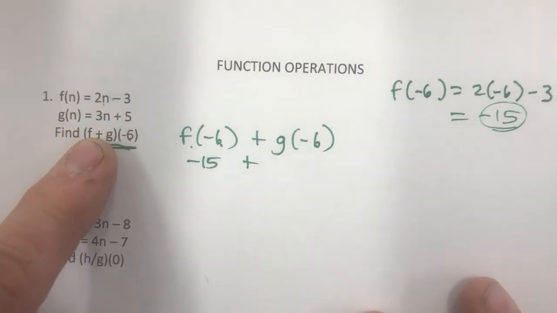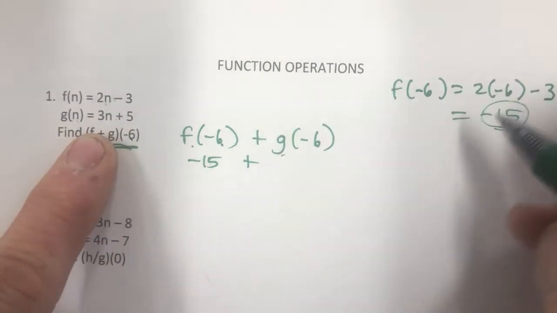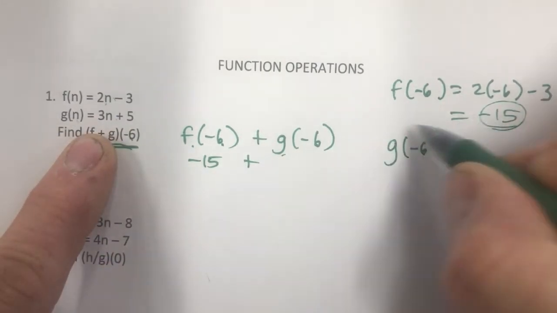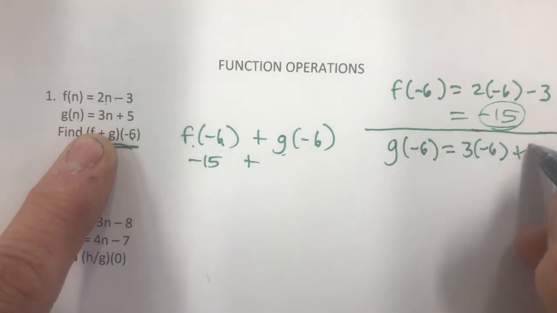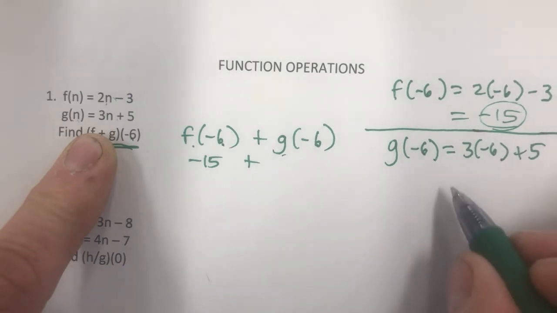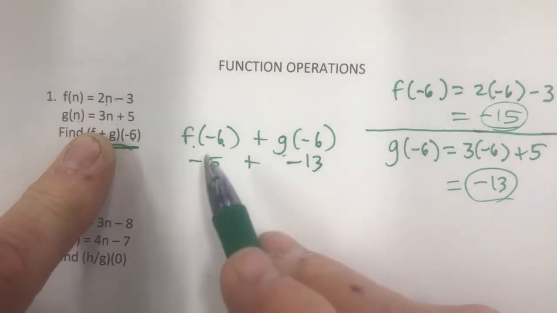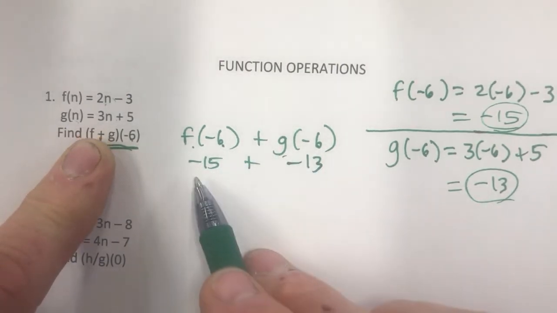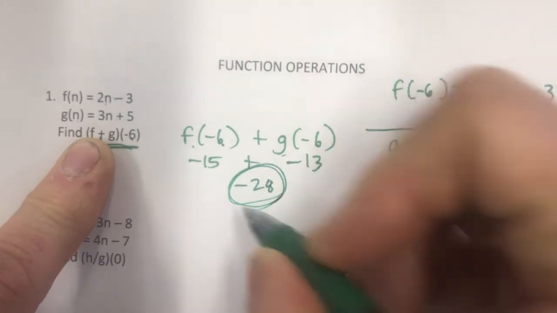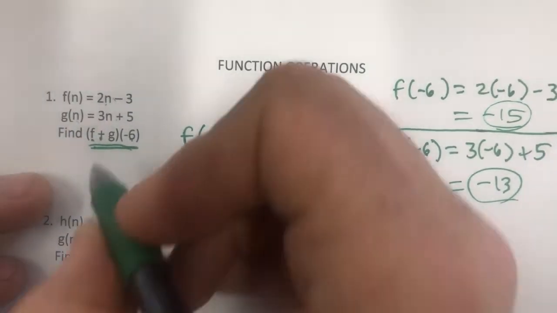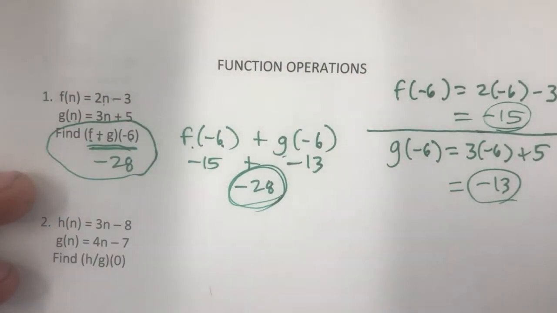Now I have to do g of negative 6, so I put negative 6 in for n on that one. So g of negative 6 is going to be 3 times negative 6 plus 5. Just type it in your calculator, it's going to be negative 13. So f of negative 6 plus g of negative 6 is negative 15 plus negative 13, which is negative 28. That's my answer. Negative 28 is what f plus g of negative 6 is.